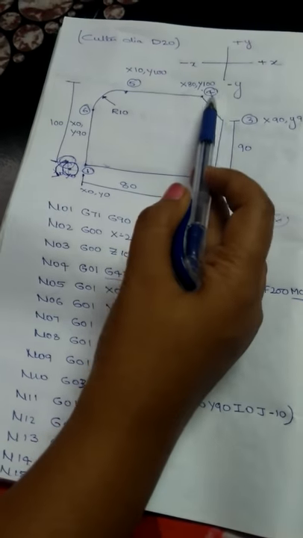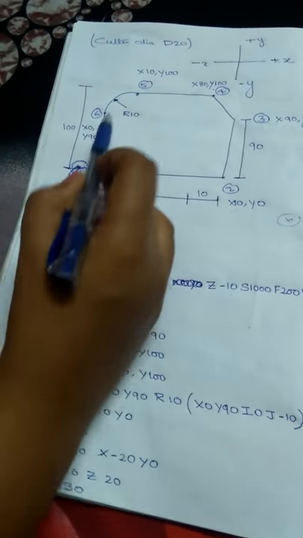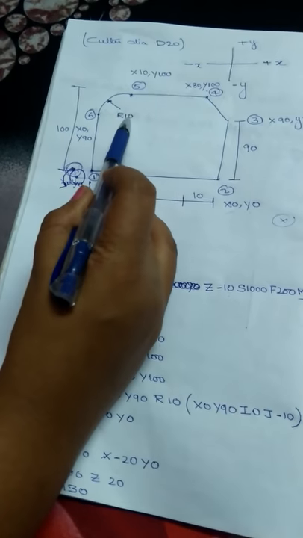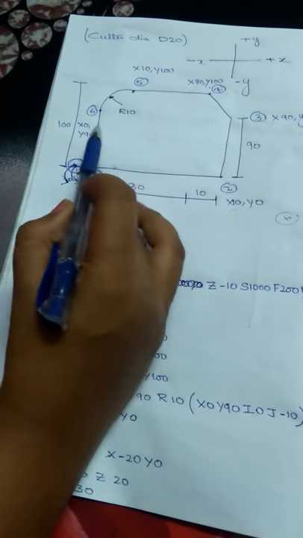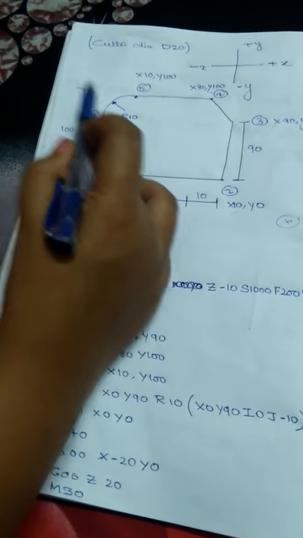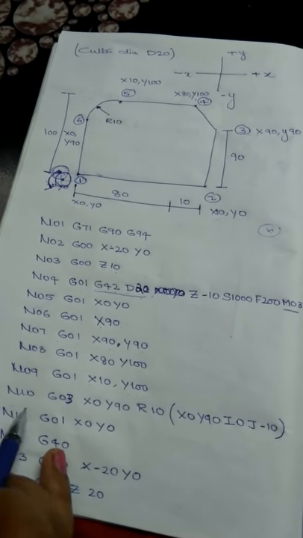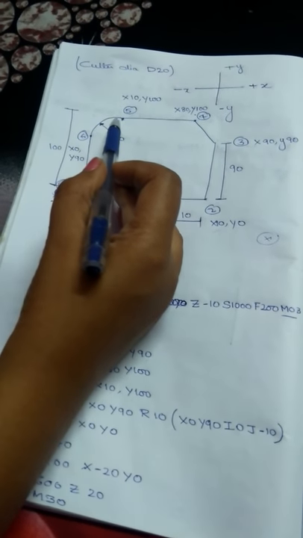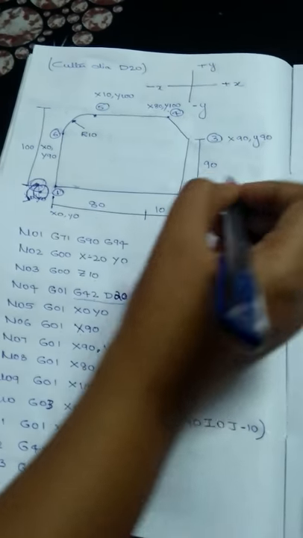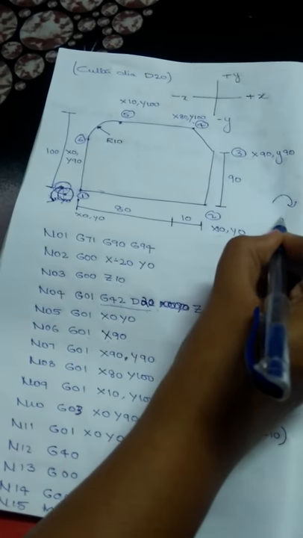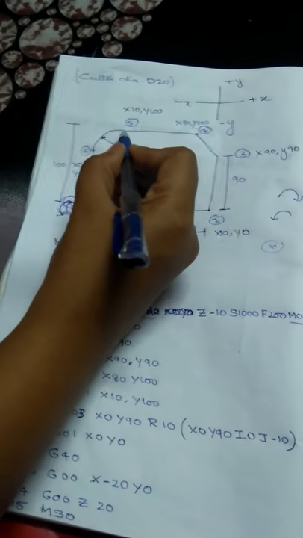So next, from point 4 to point 5, we are moving. Here, if you are seeing this, it is 10. This is X0. From here, the radius is 10. So point 5 is 10 mm in the direction of X from the origin. So X10 and Y100. The same I have written here, X10, Y100. Now, it is not a linear motion, it is a circular interpolation. But in which direction? This is clockwise, this is anti-clockwise. Anti-clockwise direction.